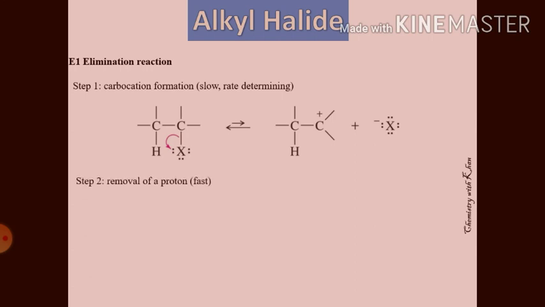Step 1 will be carbocation formation, a slow and rate determining step, such as SN1. Look at this. Halogen is removed, providing a carbocation. Step 2 will be removal of a proton. This will be very fast because there is a positive charge on the carbocation. It means that the carbocation is not stable. The base will take a hydrogen. The base will remove hydrogen from that, and it will result in the formation of an alkene.